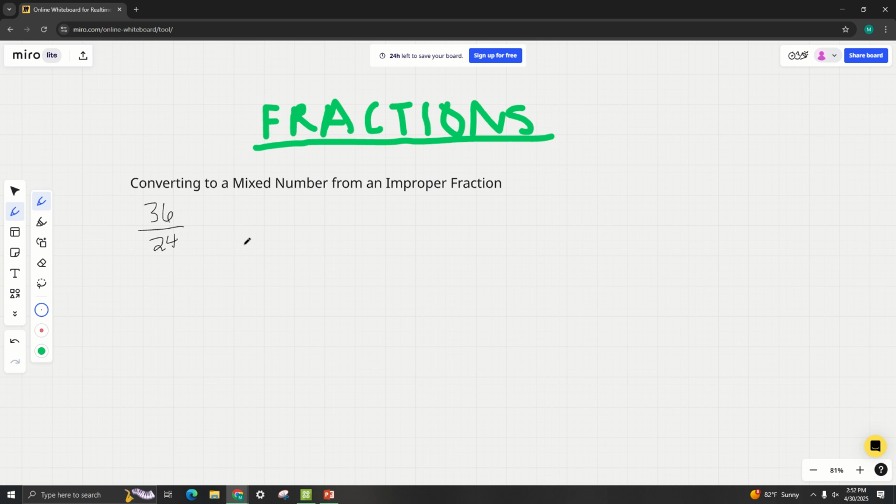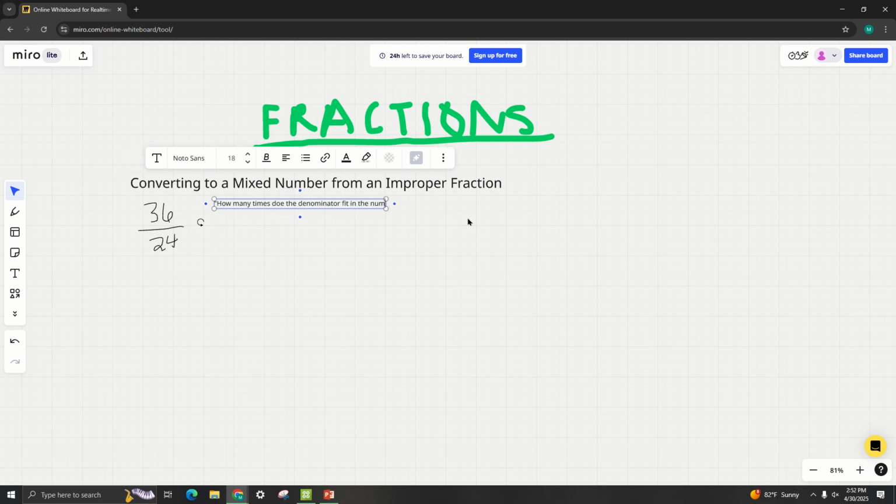So to convert to a mixed number from an improper fraction, the first thing that I want to ask myself is how many times does the denominator fit in the numerator? I'm dividing, my first step.